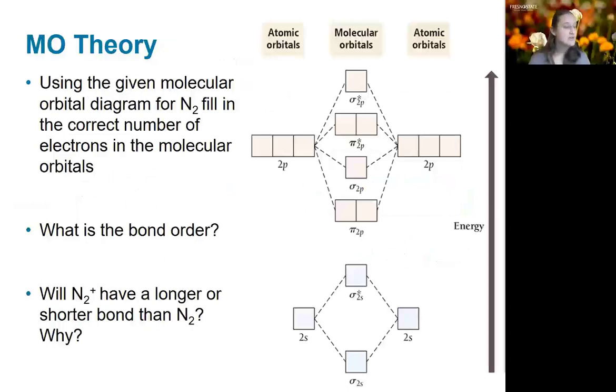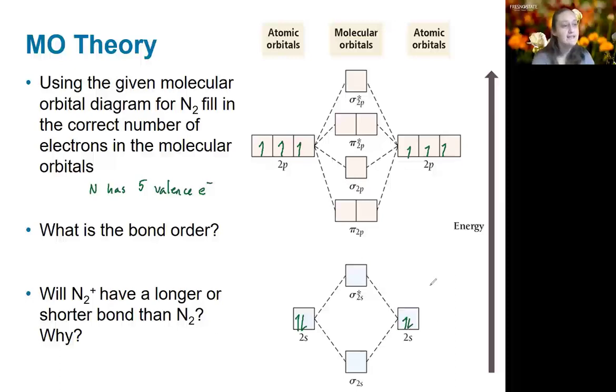For this next question, we're going to move on to thinking about molecular orbital theory. Using the given molecular orbital diagram for N2, fill in the correct number of electrons in the molecular orbitals, and then think about what the bond order would be, and whether N2 plus would have a longer or shorter bond than N2. So nitrogen has 5 valence electrons, and so each atom is going to have 5 valence electrons, so I can fill those in.